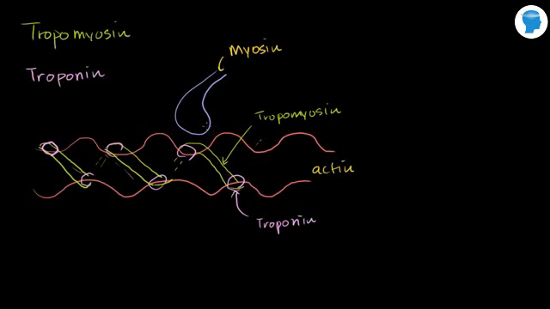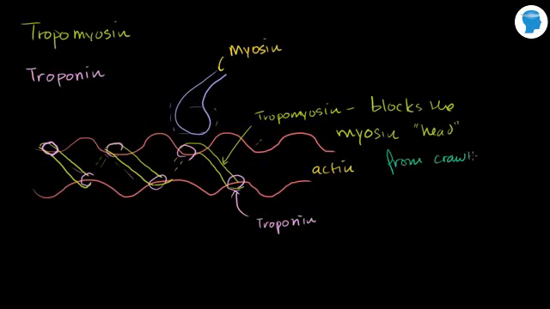So the bottom line is that this tropomyosin kind of blocks the myosin. The myosin head, let me write this. This is the myosin head that I'm talking about, from crawling up the actin, either by physically blocking its actual binding site, or if it's already bound, from keeping it from being able to keep sliding up the actin. Either way, it's blocking it.